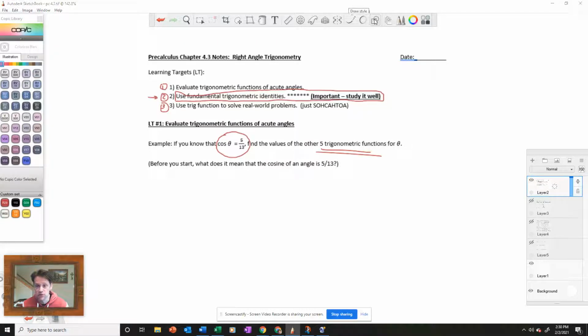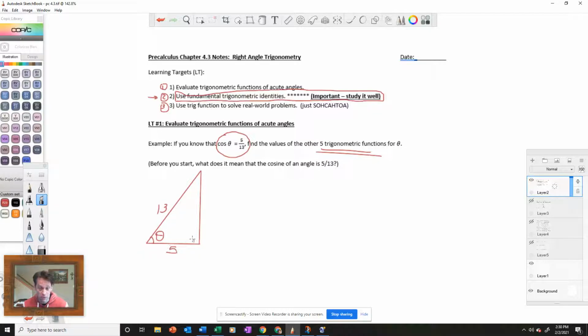There are 6 trigonometric functions, and here they are. Let me give you an example, though. To draw the picture, you should always draw the picture. Don't try to solve a geometry question without a picture. All right, so here is a right triangle, and I will say this is the angle theta. So here's your hint before you start. What does it mean that the cosine of an angle is 5/13? Well, it means that the ratio of the adjacent side to the hypotenuse is 5/13. So that's what that means.